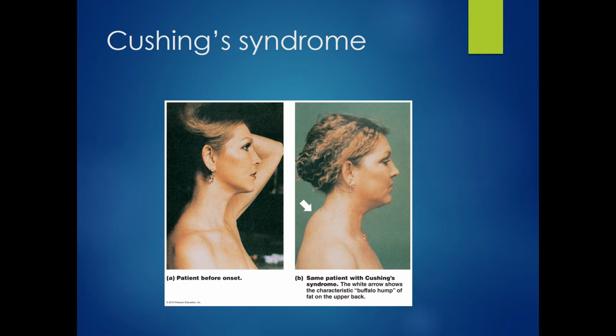And so some characteristics: one, this picture shows we get fat deposition back here on the back. We call it a buffalo hump. Also, you're going to get fat deposited in your face. We're going to get a moon face. We're going to get abdominal trunk fat deposition, and we're going to get the fat mobilized from the arms and legs and deposited abdominally.